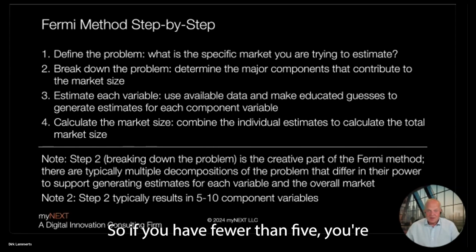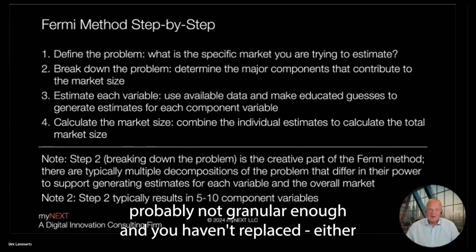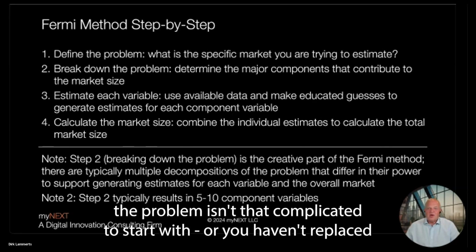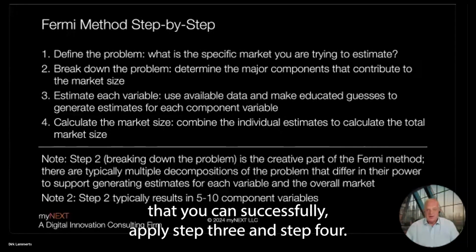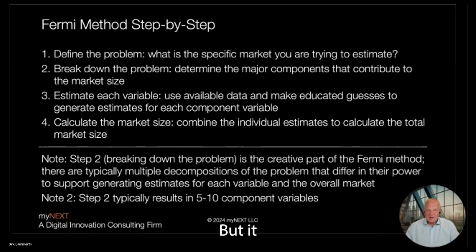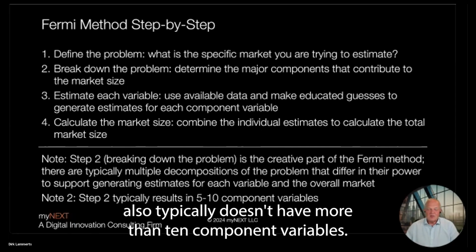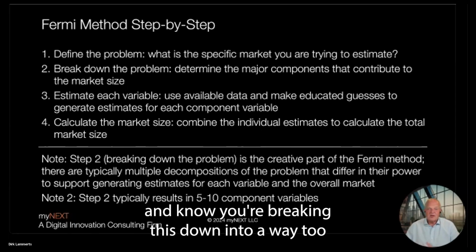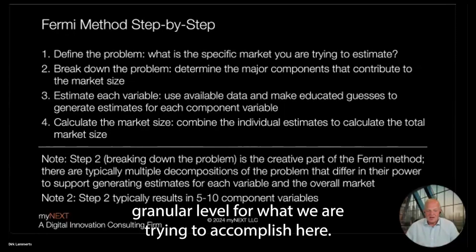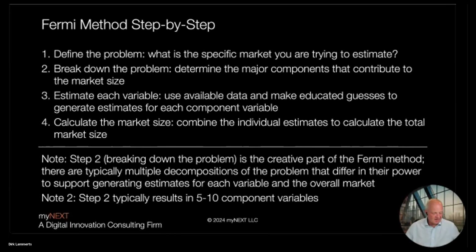If you have fewer than 5, you're probably not granular enough. Either the problem isn't that complicated to start with, or you haven't replaced your overall market size problem with enough of a granular view that you can successfully apply step 3 and step 4. But it also typically doesn't have more than 10 component variables. And if you have way more than 10, you're probably overthinking this and you're breaking this down into a way too granular level for what we are trying to accomplish here.